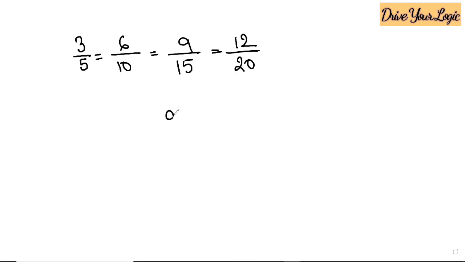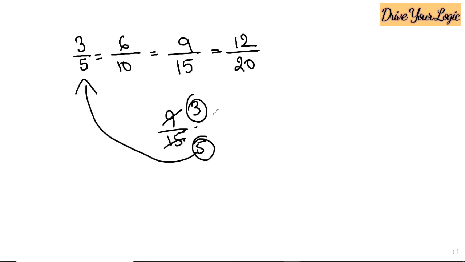Suppose I am taking 9 by 15 and now I am going to cancel it. So how will you cancel? With 3 you can cancel: 3 into 3, 3 into 5. See, it is 3 by 5, correct? And it is the same. So in this way we are going to find equivalent fractions. Clear? Let me show you one more example, then you will understand.